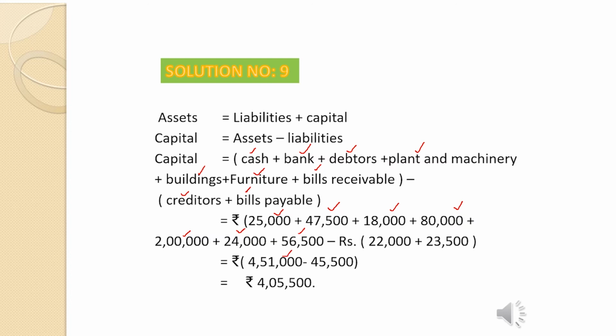So the total asset value is 4,51,000 and the liability is 45,500. The difference between these two, the amount of capital, is 4,05,500. So capital is equal to assets minus liabilities.